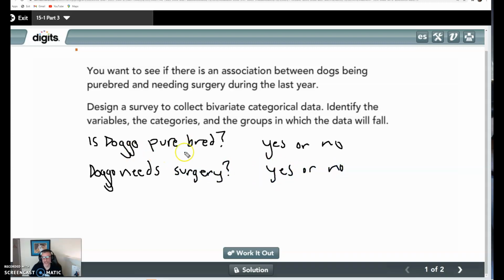So for any given dog, you would say, okay, is this dog purebred? Yes. Did it need surgery? No. On to the next dog. Is it purebred? No. Did it need surgery? No, right? And you would have a group of dogs and you would go through and do that.